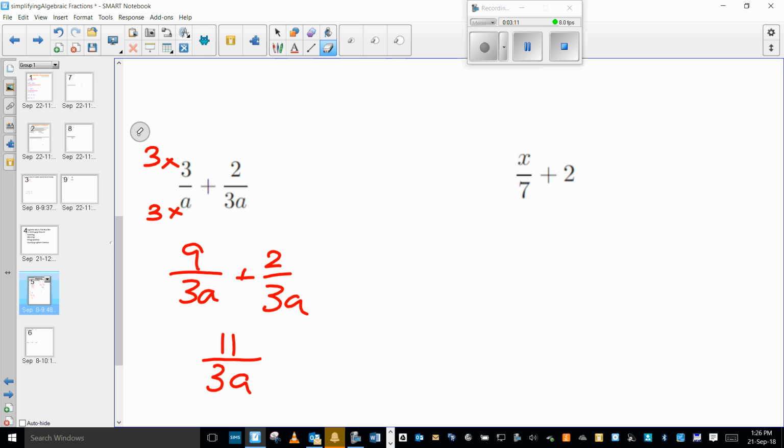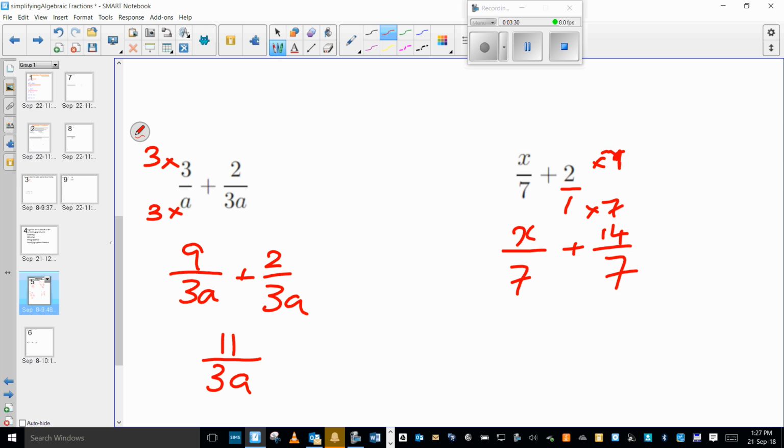Alright, so what's my current denominator for the big fat 2? 1. So what do I want to make them both? 7. Do I have to do anything to the first one? No. What about the second? 7. So, x plus 14. Okay, just remember the big fat plus sign.